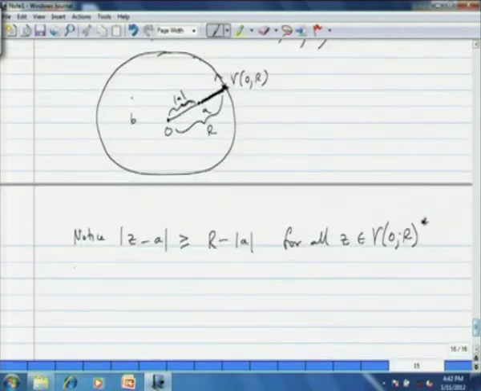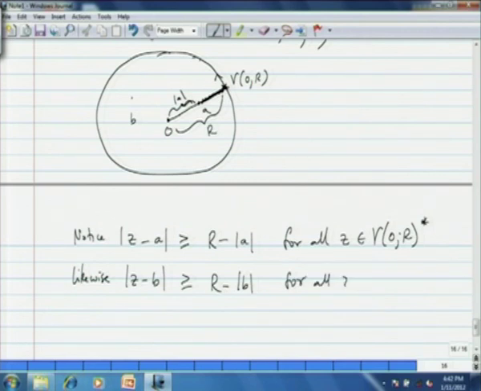Likewise, modulus of z minus b is greater than or equal to r minus modulus of b for all z belongs to the trace of gamma 0 r.